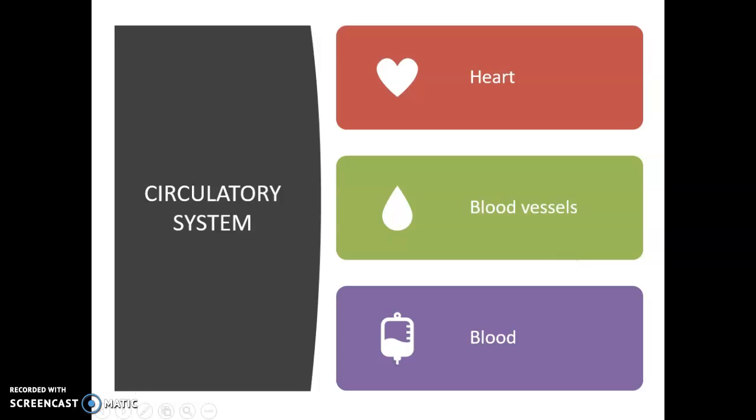Circulatory system, or cardiovascular system, both the same thing. Circulate because it circulates blood. Cardiovascular because it involves the heart and blood vessels. So it's the same thing. Vascular means vessels. So within that system, circulatory or cardiovascular, is the heart, the blood vessels, and the blood.